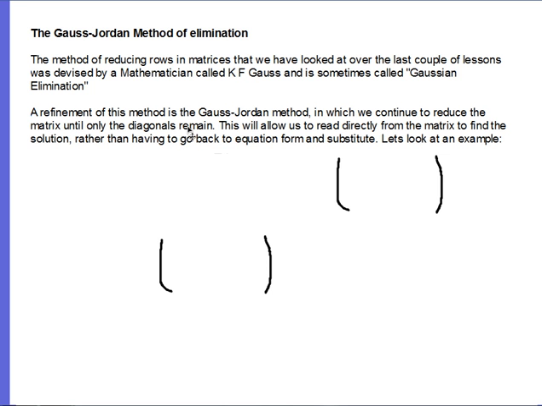A refinement of this method is the Gauss Jordan method, in which we continue to reduce the matrix, so we go a few steps further until only the diagonals remain, although I'll show you later that they don't strictly have to be diagonal. This will allow us to read directly from the matrix to find a solution, rather than having to go back to the equation form and substitute as we did in previous lessons. So we're going to have a look at an example.